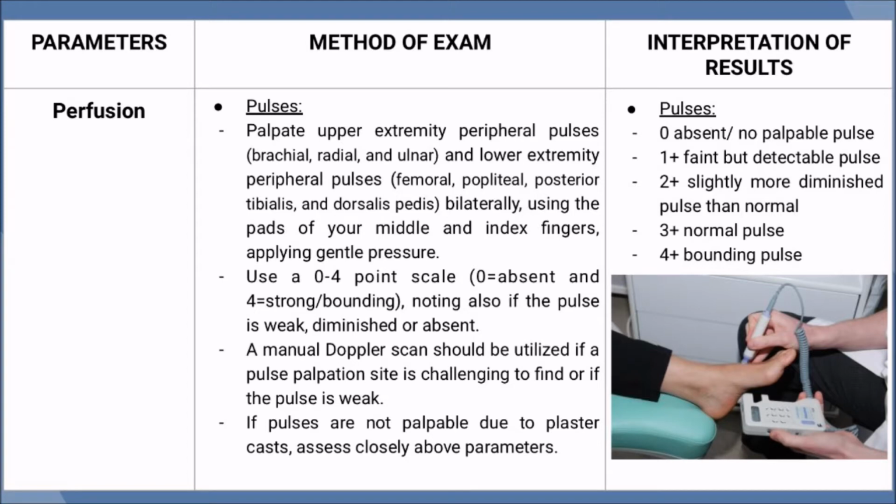For the 0 to 4 point scale, 0 is an absent or no palpable pulse, 1 plus is a faint but detectable pulse, 2 plus is a slightly more diminished pulse than normal, 3 plus is a normal pulse, and 4 plus is a bounding or strong pulse. A manual Doppler scan should be utilized if a pulse palpation site is challenging to find or if the pulse is weak, as seen in the picture. If pulses are not palpable due to a plaster cast perhaps, assess closely the parameters that are close to the pulse.